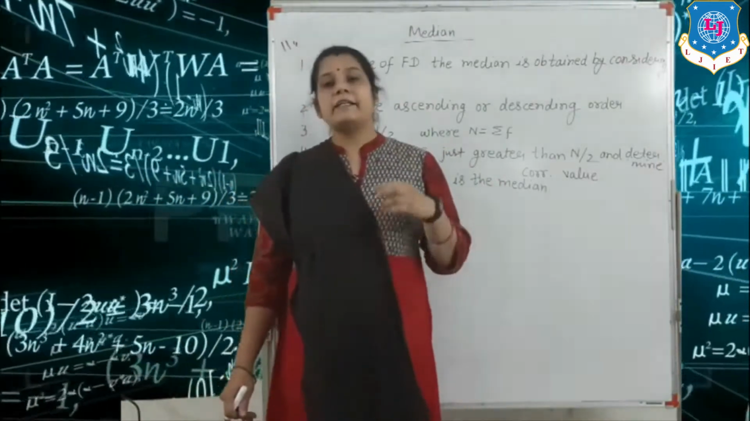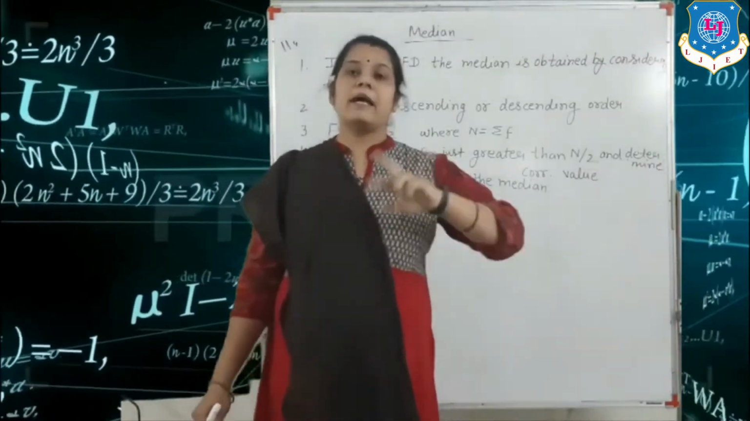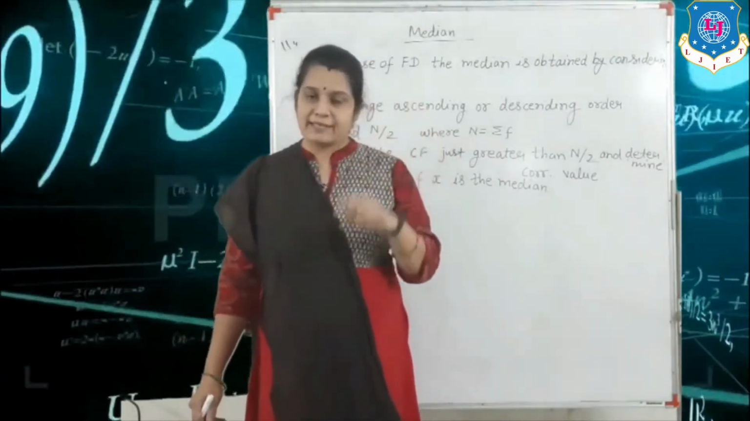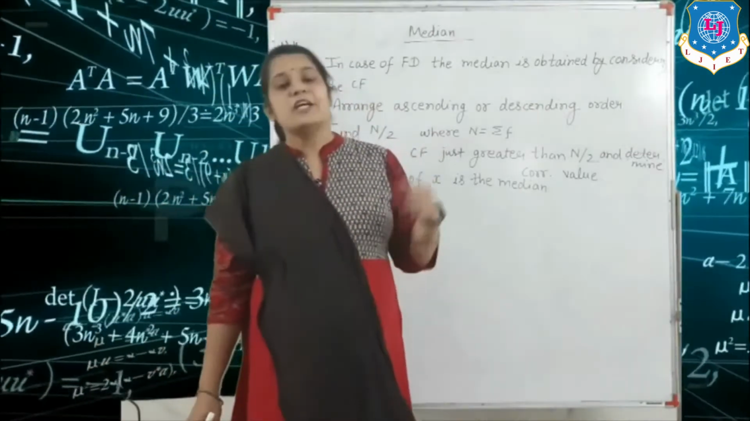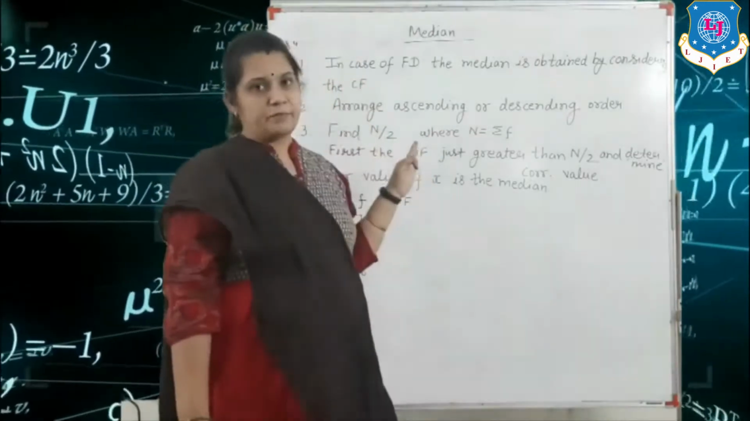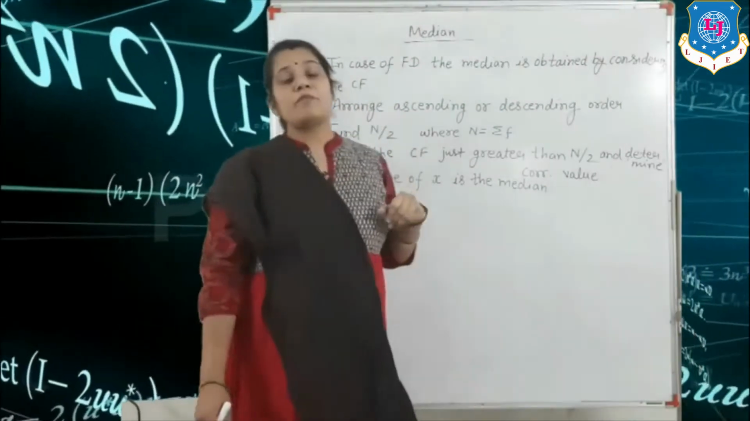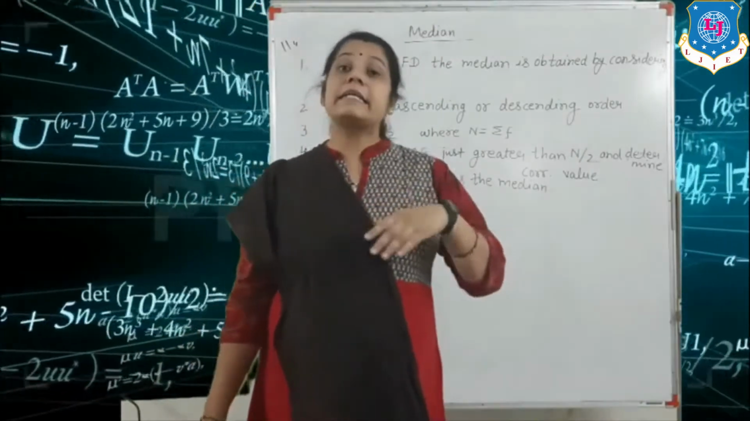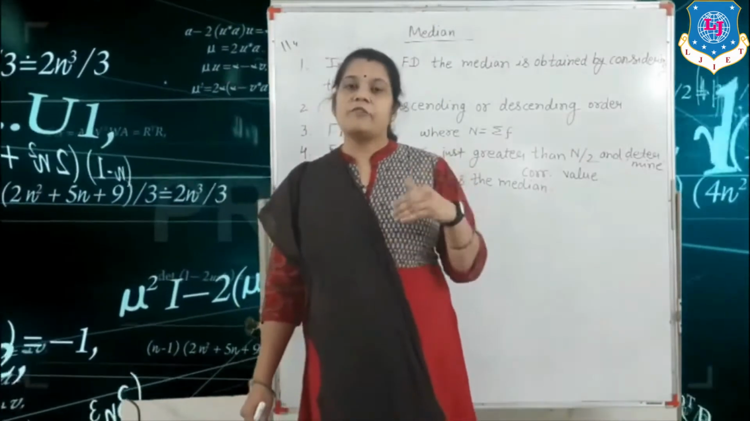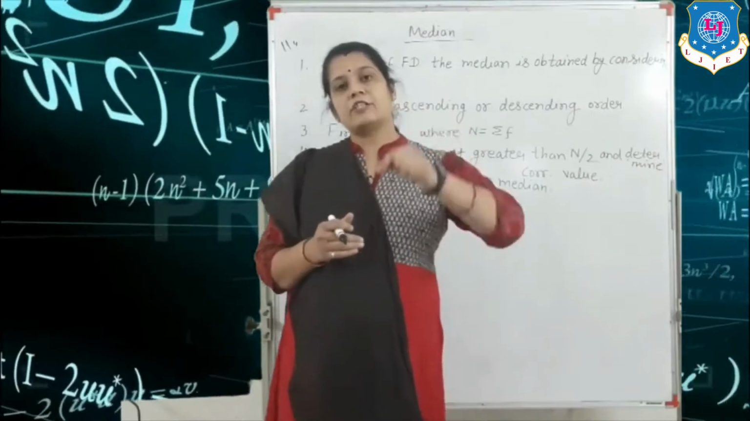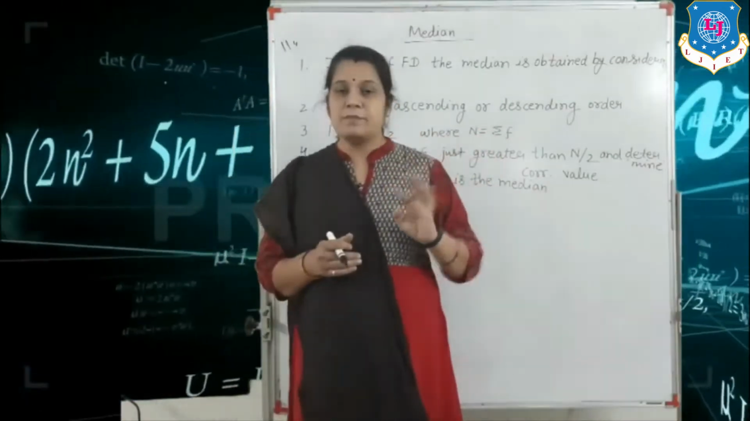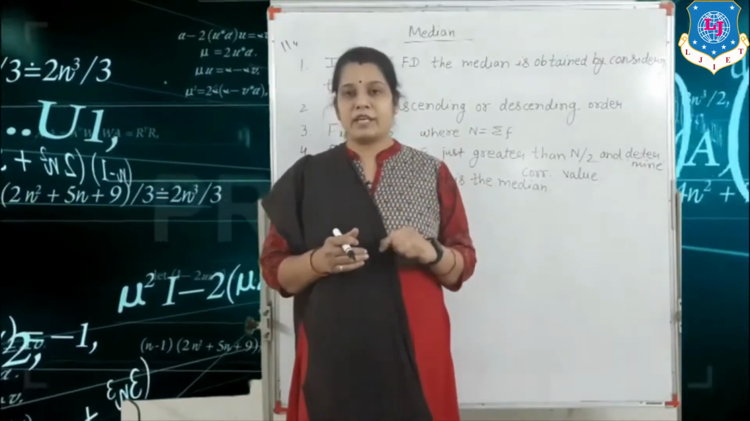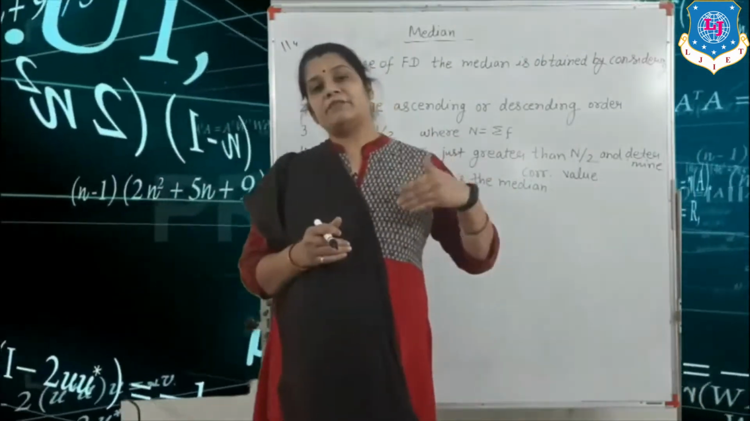For finding the median, if the question is given in both x and y form, that is grouped data, then according to x you are given the frequency. The five steps are very important. First, in the case of a frequency distribution, the median is obtained by considering the CF. That means if the question is given in x and f form, first with the help of frequency you find the cumulative frequency.